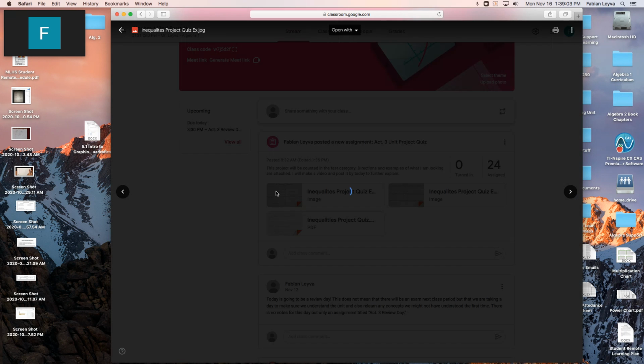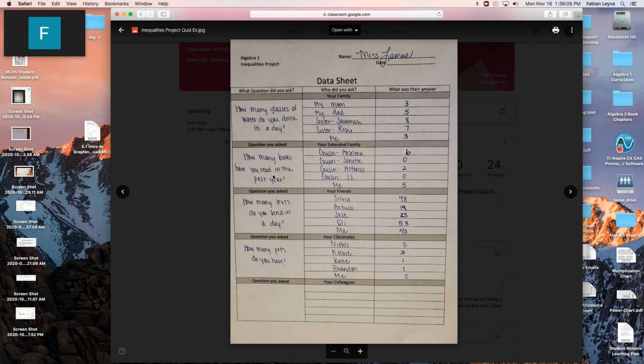Now, what kind of questions I'm asking, they could be anything. Notice that Miss Lamas here showed an example of 4 different types of questions that she asked. How many glasses of water you drink a day? How many books did you read this past year, etc., etc. All you need is 4 questions. Notice that there's a blank space for a 5th. If you do a 5th question and also fill out the information, you'll get extra credit.